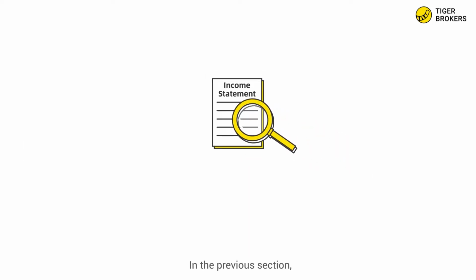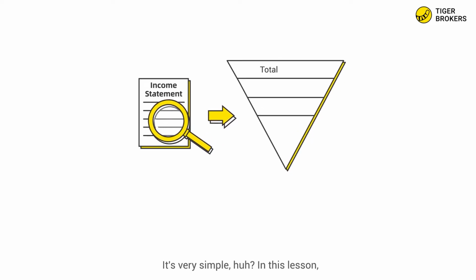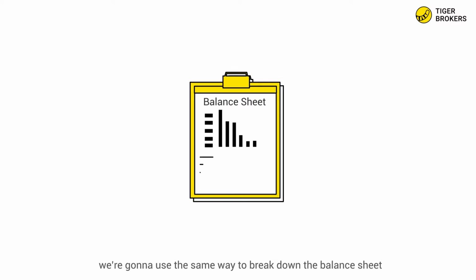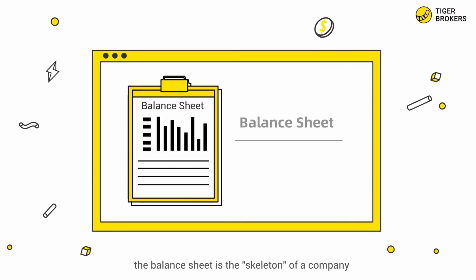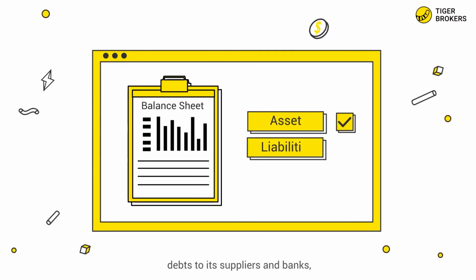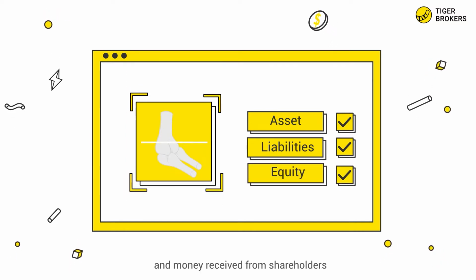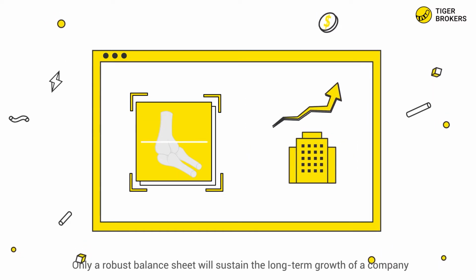In the previous session, we analyzed the income statements by comparing them to personal budgets. It's very simple, huh? In this lesson, we're gonna use the same way to break down the balance sheet. As we mentioned before, the balance sheet is the skeleton of a company. It shows us a company's assets, debts to its suppliers and banks, and money received from shareholders. Only a robust balance sheet will sustain the long-term growth of a company.